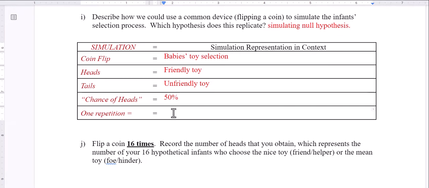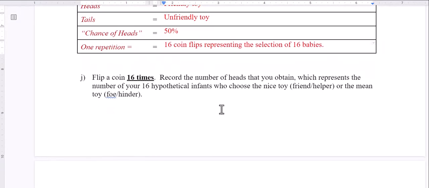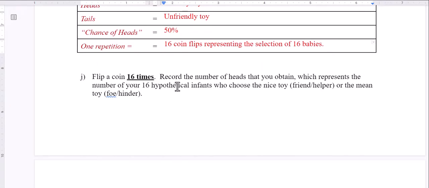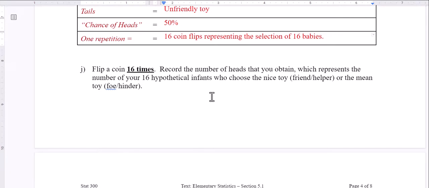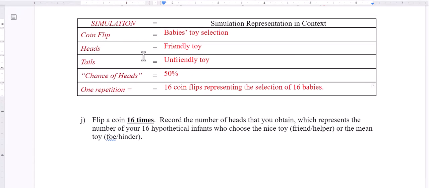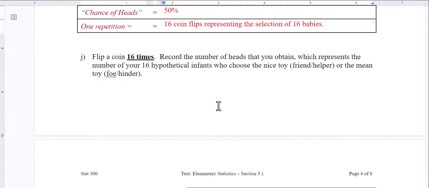What is one repetition? One repetition will be 16 coin flips, representing the selection of 16 babies. So go ahead and grab a coin, pause the video, and flip a coin 16 times. Record the number of heads that you obtain, which represent the number of your 16 hypothetical infants who choose the nice toy, the friendly toy, as opposed to the mean toy. And then write out what your results are. We're keeping track of heads, the number of times that you get the friendly toy. Well, we're keeping track of both.